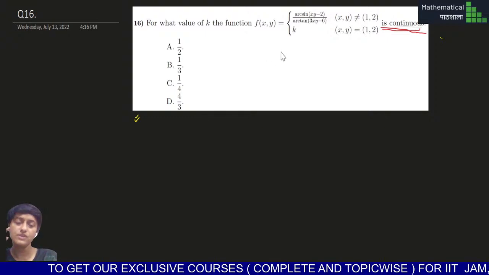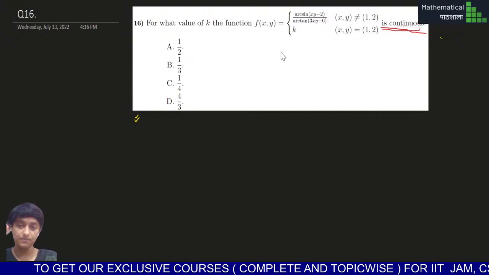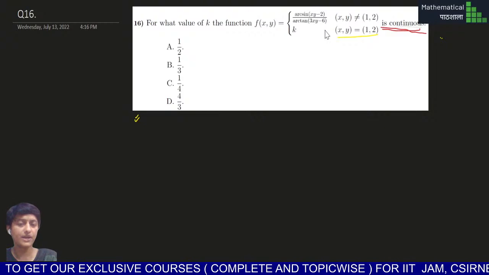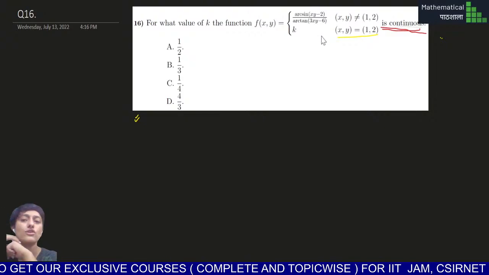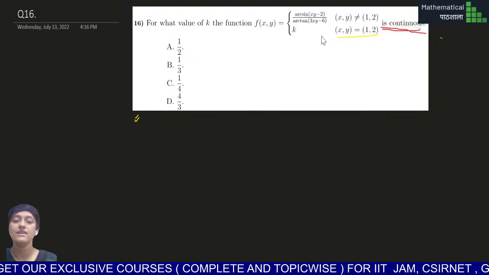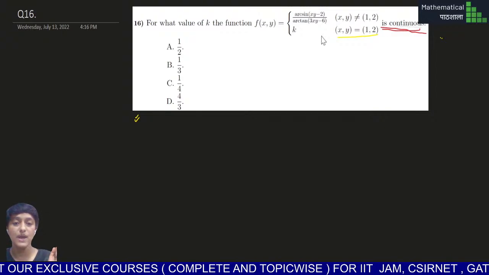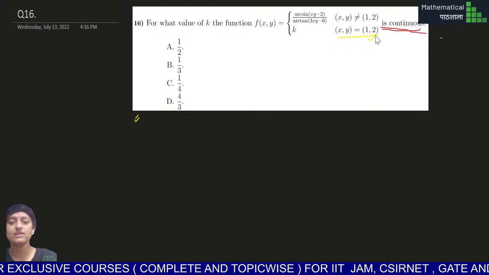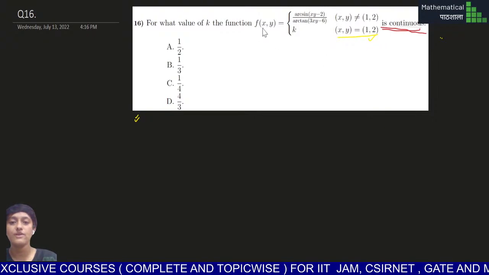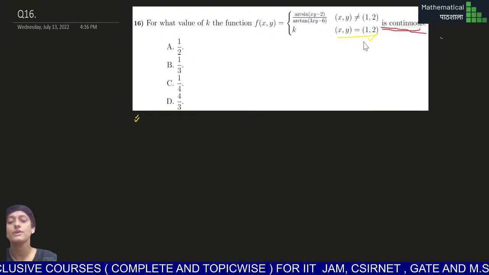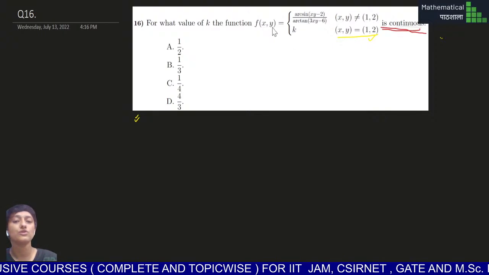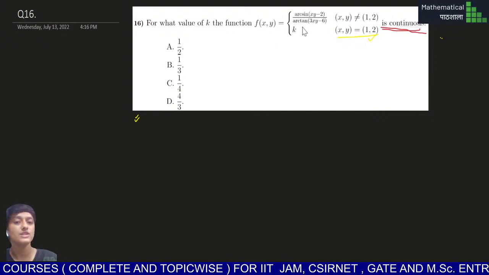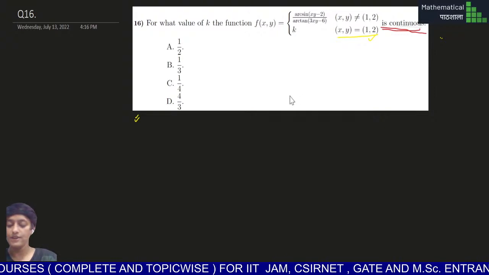So if this function is continuous at every point, then it must be continuous at this point also. All right. What is the definition of continuity? The left hand limit, the right hand limit, and the exact value at that point must be equal, right? So at (x, y) = (1, 2), the function value f(1, 2) should be equal to the limit as (x, y) tends to (1, 2) of this function. All right. Okay, let me write it for you all.